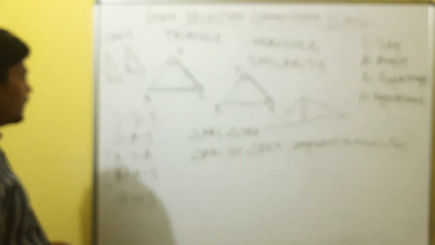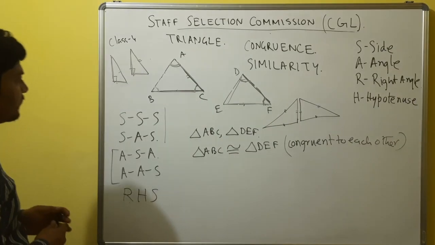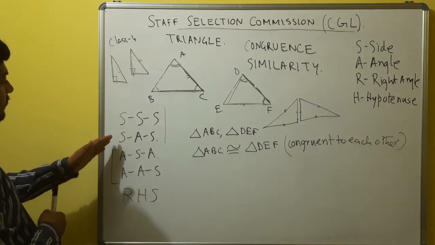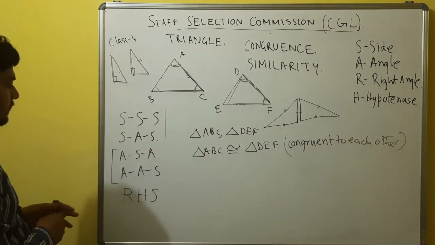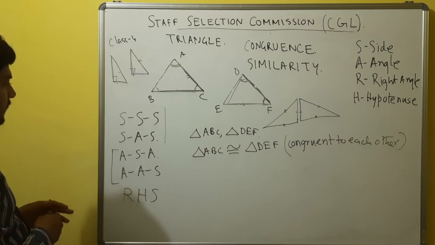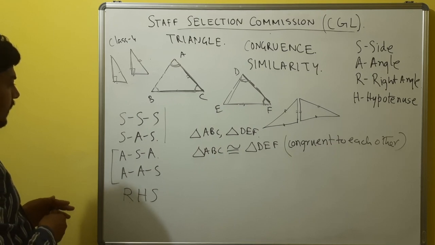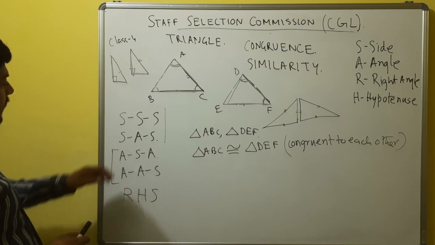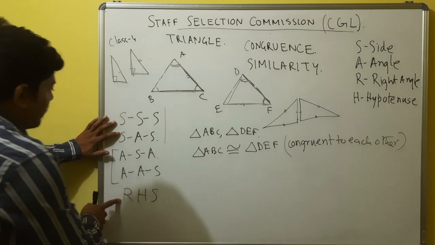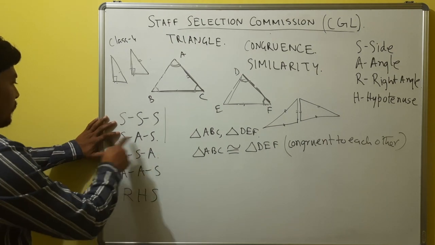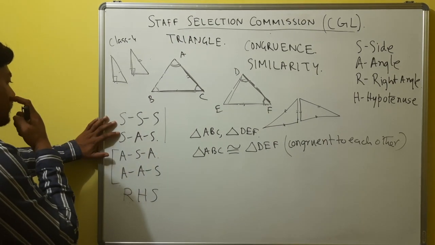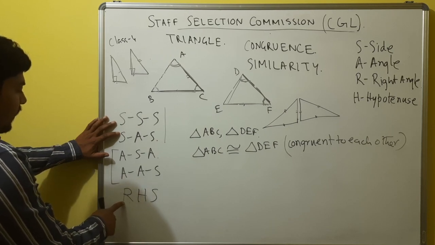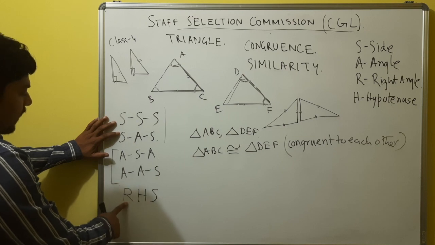So these are the five or six cases. One is side, side, side. Another is side angle side. And another is, see here, these two are somewhat the same. This is one angle, two sides, but the position is that the angle has to be in between. Okay, but in this case also, it is one, R is right angle.